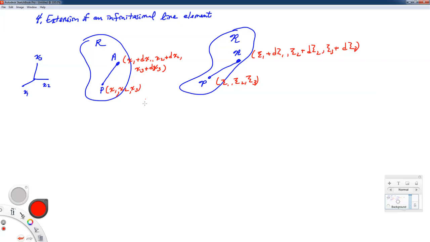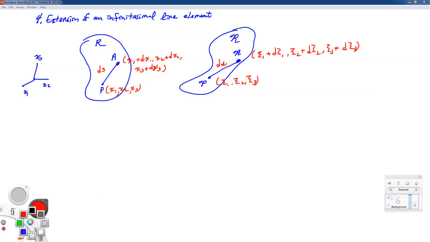Now the distance between point A and P, we're going to call the distance ds. That's our regular s, lowercase s, and it gets deformed, and the distance between these 2 points now becomes a little bit different. I'm going to call it d script s.